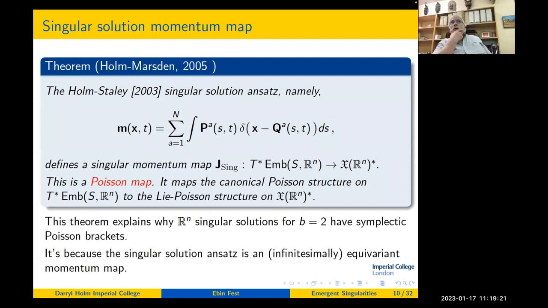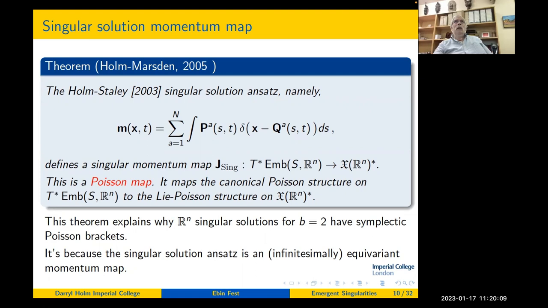Okay, so the statement in this theorem is that the singular solution that we introduced for B equals 2 defines a singular momentum map. So it's a Poisson map for B equals 2. It maps the canonical Poisson structure on the cotangent bundle of the embeddings to the Lie-Poisson structure on vector fields in R^n. These are one-form densities. So this explains why the R^n singular solutions for B equals 2 have symplectic Poisson brackets. It's because the singular solution is an infinitesimally equivariant momentum map.